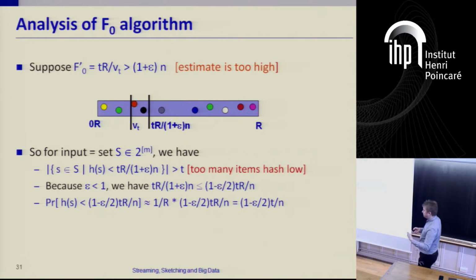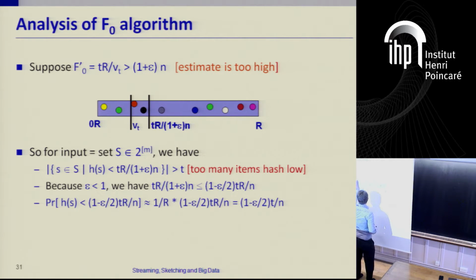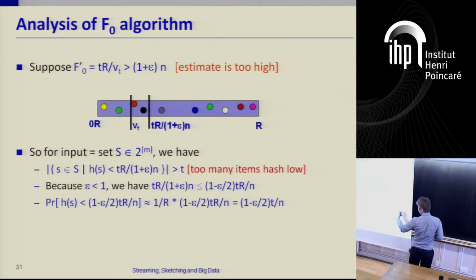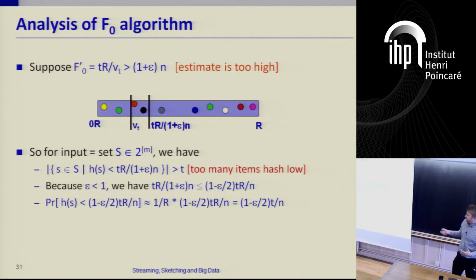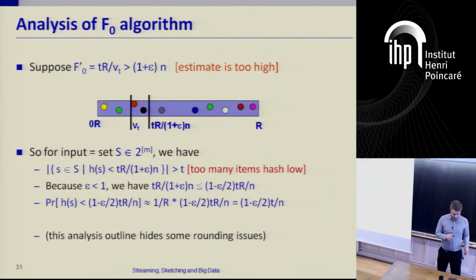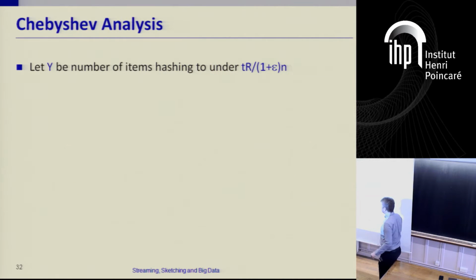The hash function is operating fairly uniformly on an individual element. So I can basically say the probability that an individual element hashes below this cutoff threshold, I can write roughly in terms of T, which is what I base the threshold on, N, which is the total number of distinct elements, and 1 minus epsilon over 2. So I've chosen my parameters in such a way that I can look at this probability that an individual element hashes too small. Again, don't get too hung up on the analysis. We've done a bit of rounding as well.